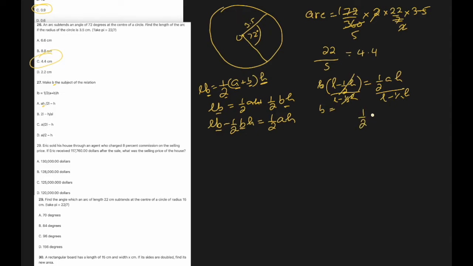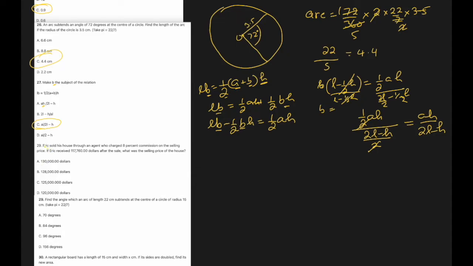So half AH is on the right side. Let's take LCM 2 here. So if I take 2 here, the L should also have the same, so it becomes 2L minus H. When numerator and denominator both have the same denominator, cancel that. So what are we left with? AH over 2L minus H. That's the answer.